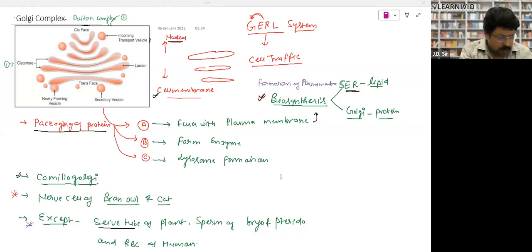Quick. Golgi complex are also known as Dalton complex. Full stop.